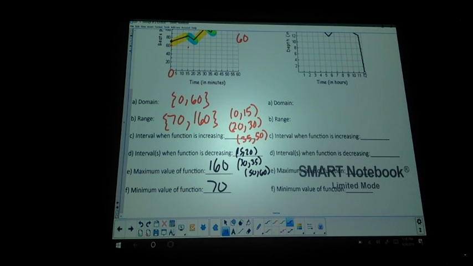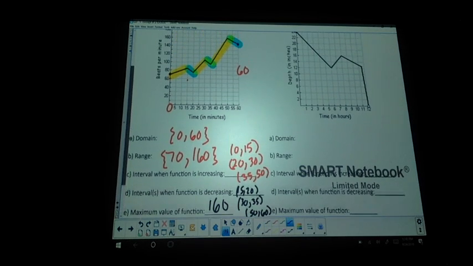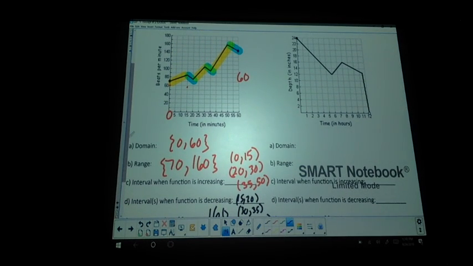Let's see if we can go a little faster on this one. Okay, so we want the domain. It's going from 0 to 12. I guess we can make square brackets. The range, what's all the way down here? 0, and it's going all the way up to 24. That okay?